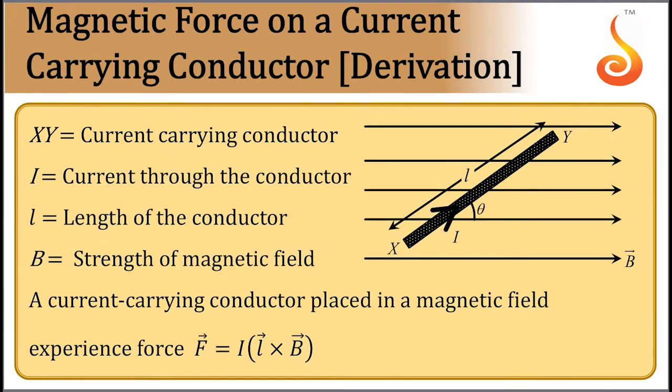Now coming to magnetic force on a current carrying conductor. If a conductor carries current I, the current direction is this, here is the arrow mark. This angle is theta. Theta is the angle between the magnetic field and the current direction. Then it experiences a force given by F is equal to I into L cross B. Shall move on to the next.